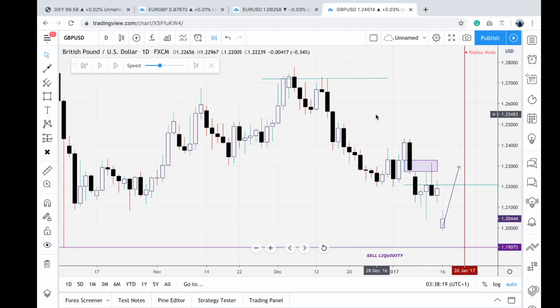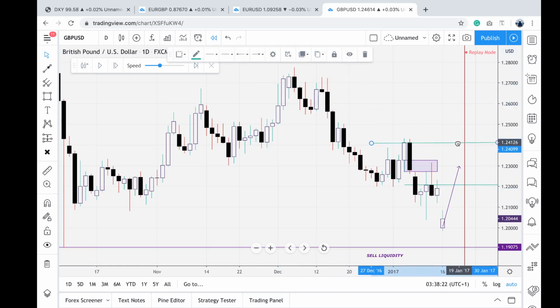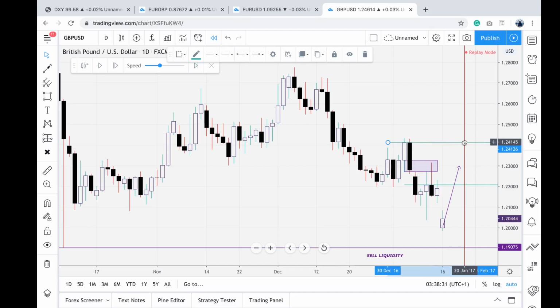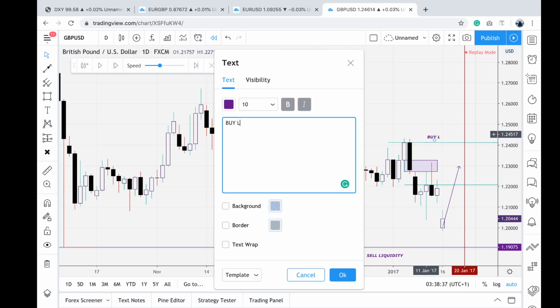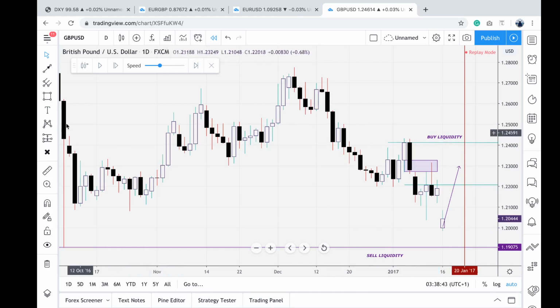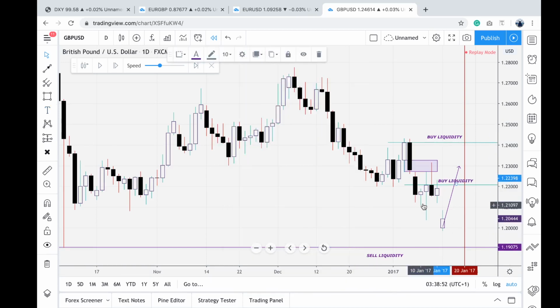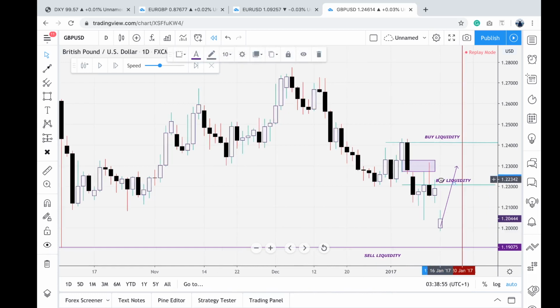Okay, and the 20-day IPDA high would come off this level. So let's make this straight for you guys. Okay, so straight. That will be buy liquidity resting around that level. Let's call this buy liquidity, and then we call this buy liquidity. Remove this point as price has traded through that level, so we don't necessarily need that.